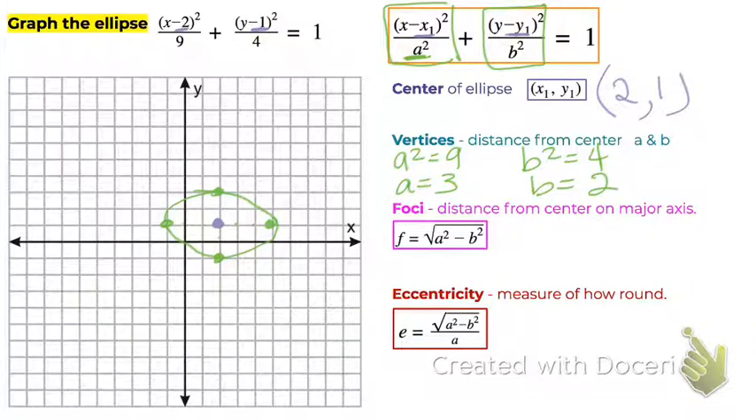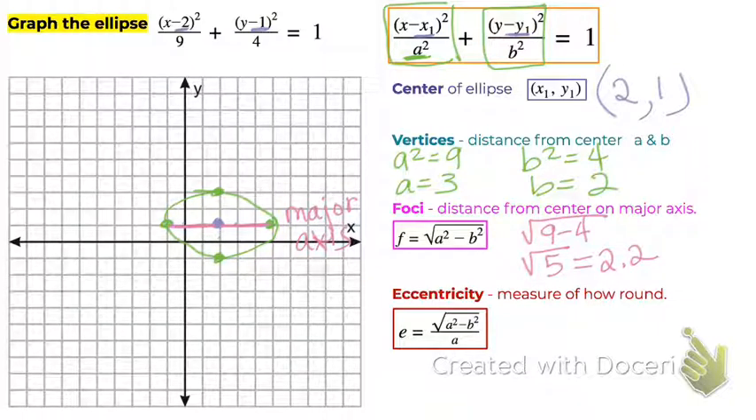So remember, with the foci, you need to ask yourself, which is the major axis? Which is the biggest axis within the ellipse? And in this case, it's going left to right. This is longer than going up and down from the center. So the major axis is left to right, and it's the square root of a squared minus b squared. Make sure you're doing the bigger minus the smaller. And in this case, it is 9 minus 4, which is the square root of 5, which if you put that in your calculator just so you can plot it, it's about 2.2.